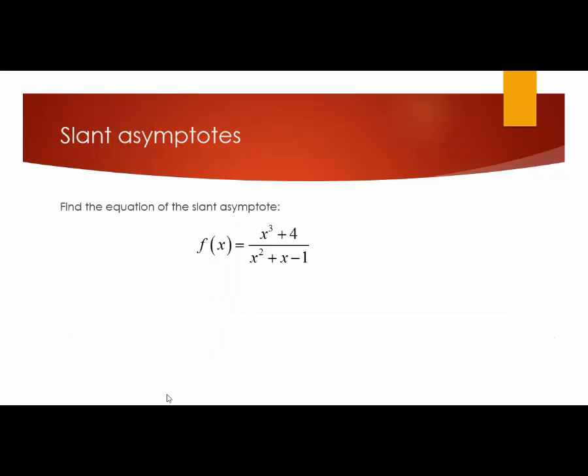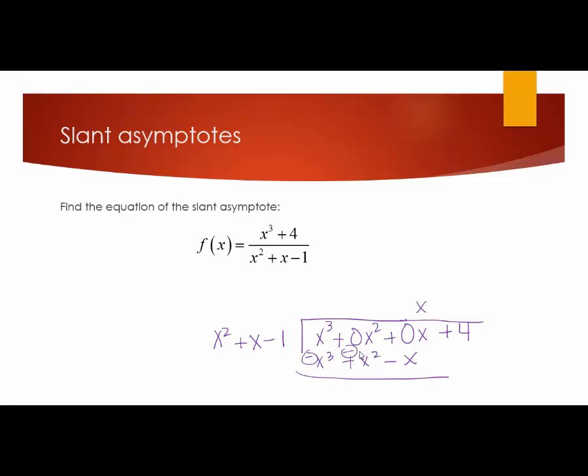Let's just look at slant asymptotes. Let's find the equation of the slant asymptote here. I know there is one because the degree of my numerator is 1 more than my denominator, so when I divide, I'll get something linear. Let me put in my terms here that are missing, if you remember doing that. x squared times x is going to give me x cubed, so that's x cubed plus x squared minus x. When I subtract, that changes all my signs. That gives me negative x squared plus x plus 4, and this goes in here negative 1 times.